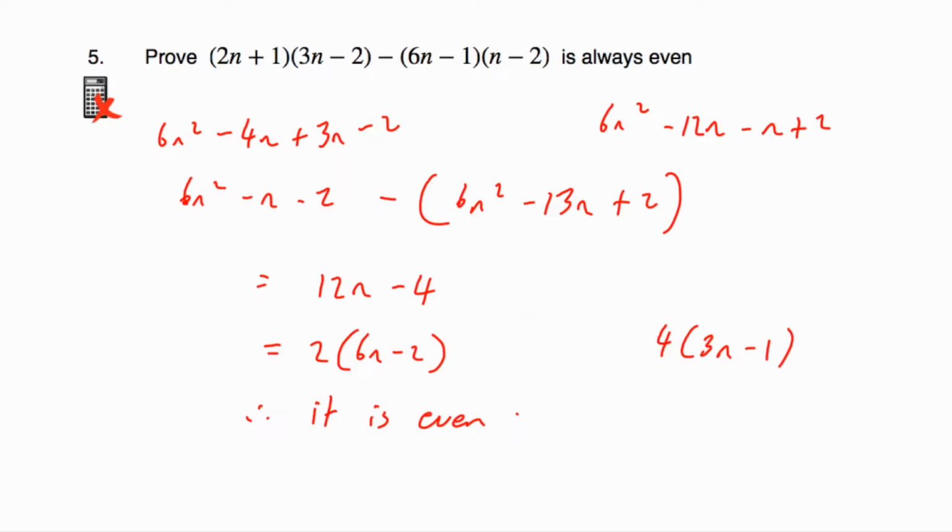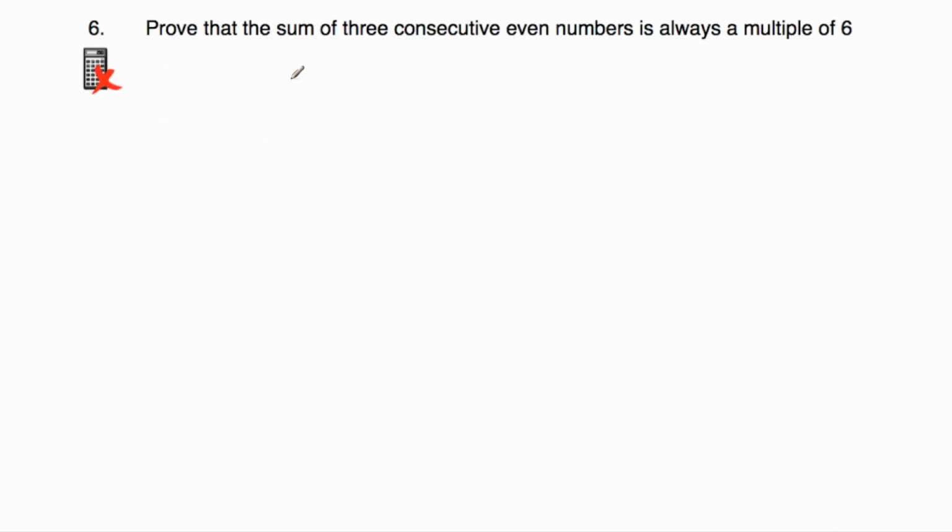Okay, let's have a look at our next question, question number 6. So question number 6, we've been asked to show that the sum of 3 consecutive even numbers is always a multiple of 6. So we want to find 3 consecutive even numbers. So 3 consecutive even numbers, well, let's choose 2n, that's an even number. 2n plus 2, that's the next even number, not 2n plus 1, that's odd.